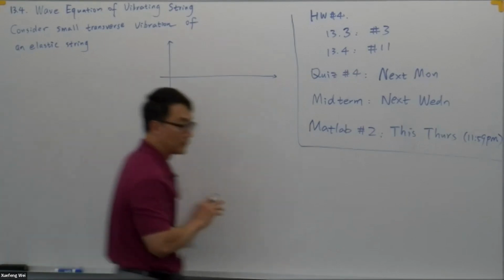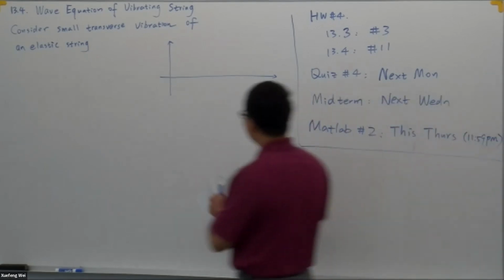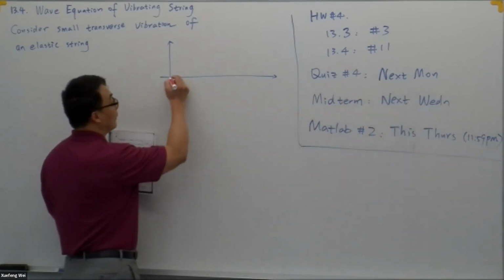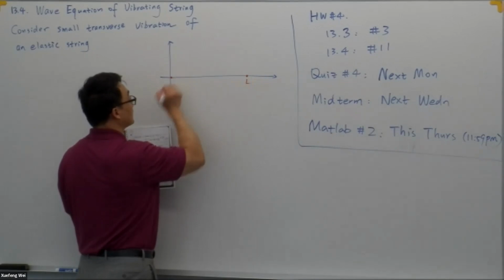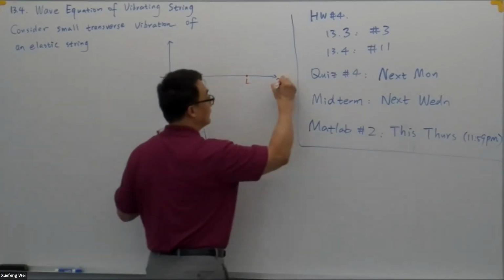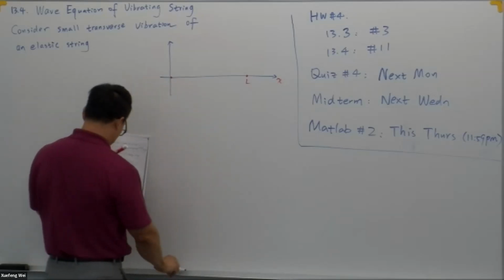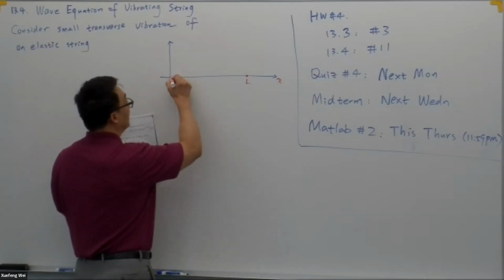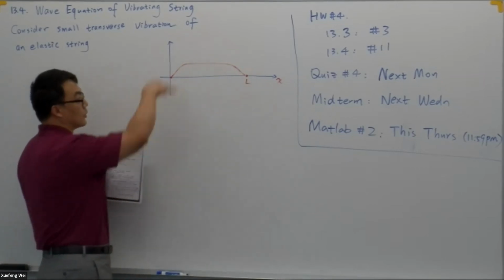Okay, suppose, I'm going to use a different color, suppose the string is fastened at the two ends. The string has a length of L, from 0 to L. This is the x-axis. The string is fastened on the two ends. Suppose the initial condition is something like, initially the string is being stretched, for example, like that. And then it's going to vibrate.